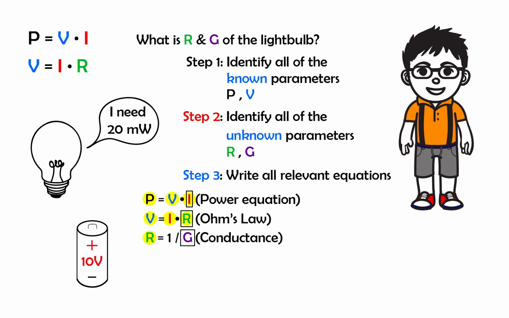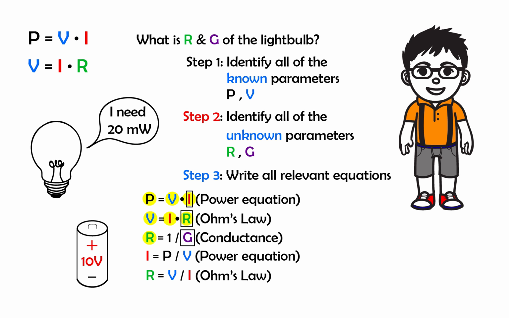We know you're eager to start plugging in numbers, but we strongly recommend that you first solve the equation for the parameters you want, and in the final stage, plug in those numbers. From the power equation, we want to find the current, so we write I equals P over V. From Ohm's law, we want to find the resistance, so we write R equals V over I.